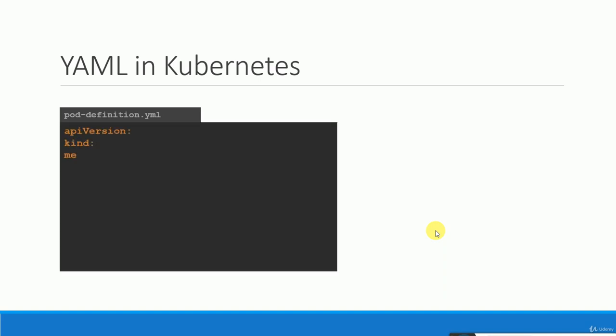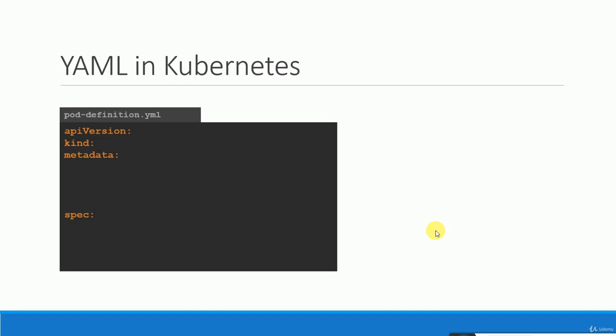A Kubernetes definition file always contains 4 top-level fields: the API version, kind, metadata, and spec. These are the top-level or root-level properties. These are also required fields, so you must have them in your configuration file. Let us look at each one of them. The first one is the API version.